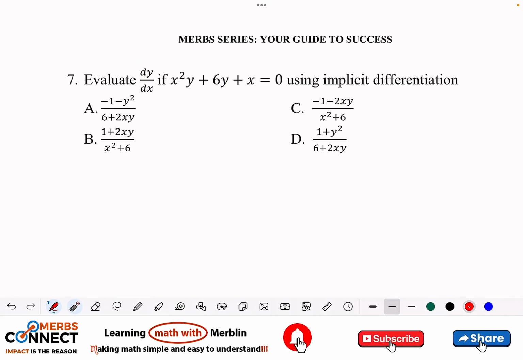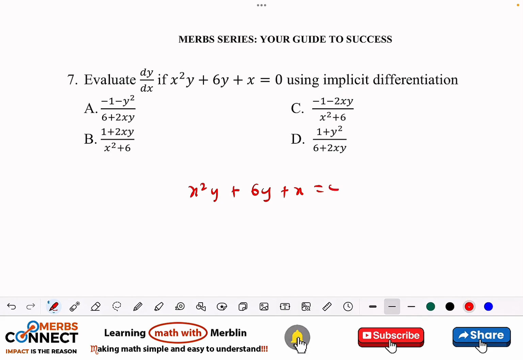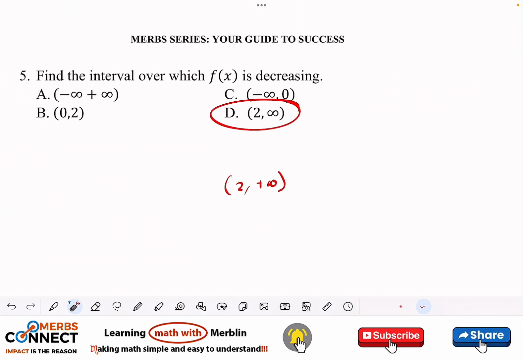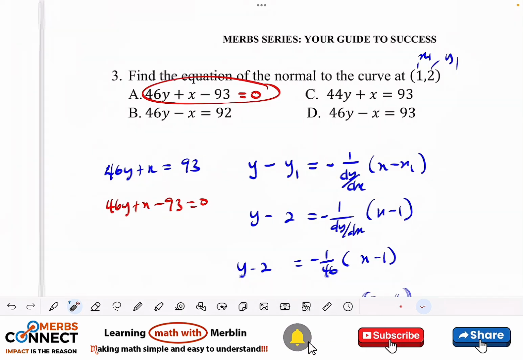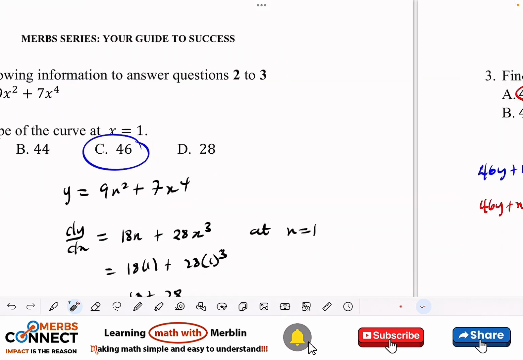Now let's look at this one. We want to compute this using implicit differentiation. Implicit differentiation is basically differentiating the function with respect to x, but the function is not explicit like the one that we did here. We saw that the function was explicit here, y was standing alone and it was equal to a function which is in terms of x.